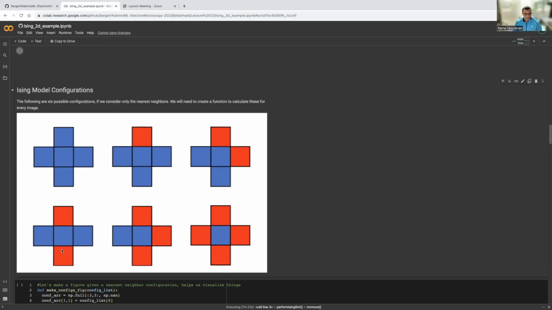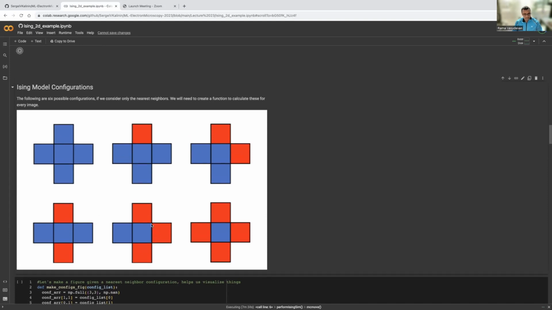And then you have other cases where you have opposing ends being opposite spin, and you can consider that to be a different configuration. Similarly, when you have three adjacent sites being the opposite spin, that is a different configuration. And finally, when all four sites are the opposite configuration. So these are the 6 kinds of Ising model configurations that are actually present.